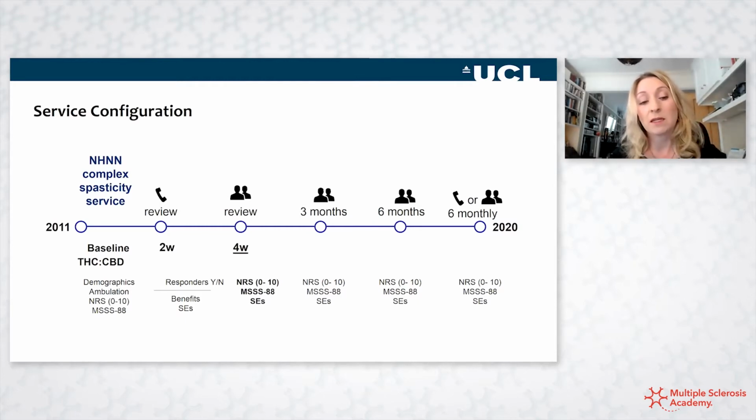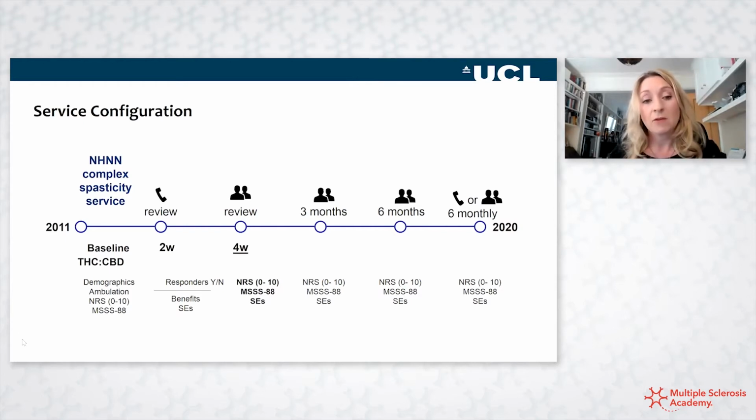We also used a questionnaire called the Multiple Sclerosis Spasticity Scale 88, which is an 88-item questionnaire that is divided into sections, each of which can be used independently. It gives a very thorough overview of the impact of spasticity on the level of functioning and symptoms of somebody with MS. We use both of these because the NRS is quite a simple scale. And actually we thought the MSSS 88 would give probably more valid data to show the efficacy of Sativex.